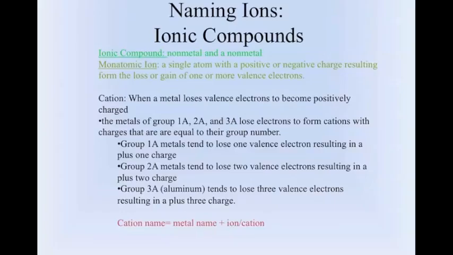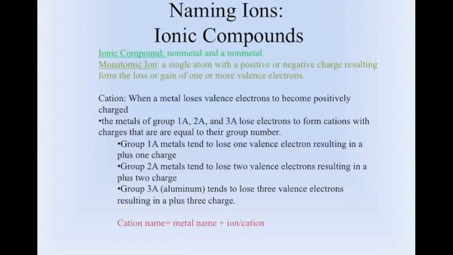So anything in group 1A is going to lose valence electrons, resulting in a +1 charge. Anything in group 2 is going to lose valence electrons and have a +2 charge, and anything in group 3, which is basically aluminum, tends to lose 3 valence electrons, resulting in a +3 charge. And the cation name equals the metal name plus the anion name. Sorry, the cation name.